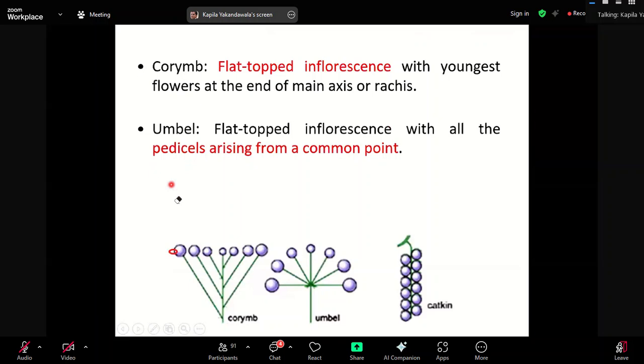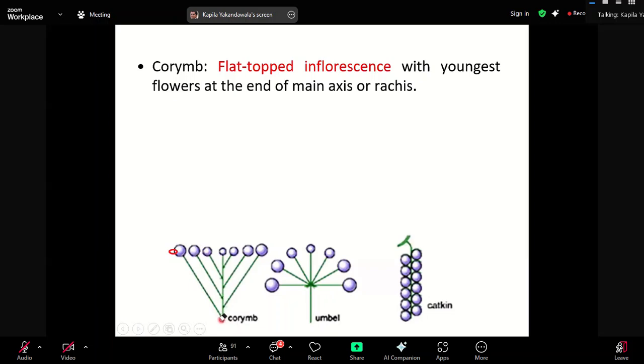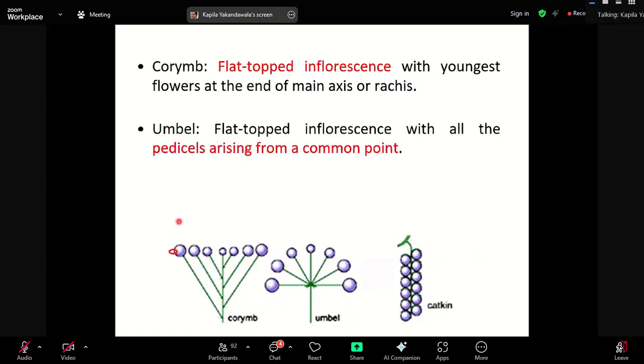Then corymb, umbel, and catkin. Let's look at these things. Corymb, if you look at it, flowers, stalks are longer at the bottom, or mature ones. Young ones, it is very short. So it's at the same level, a flat-topped inflorescence. Young flowers at the center or middle of the axis, mature flowers at the end of the axis. This is called corymb. Next, umbel.